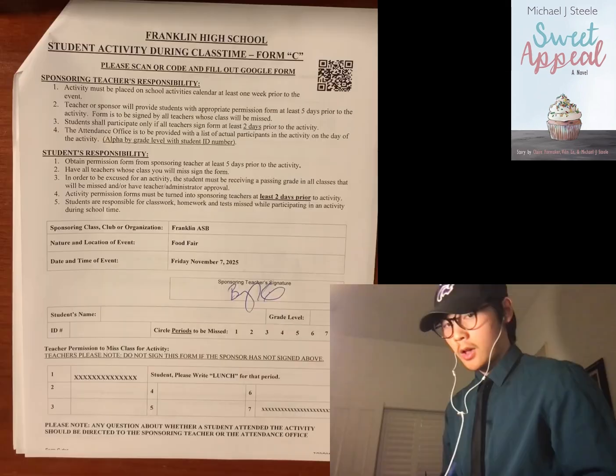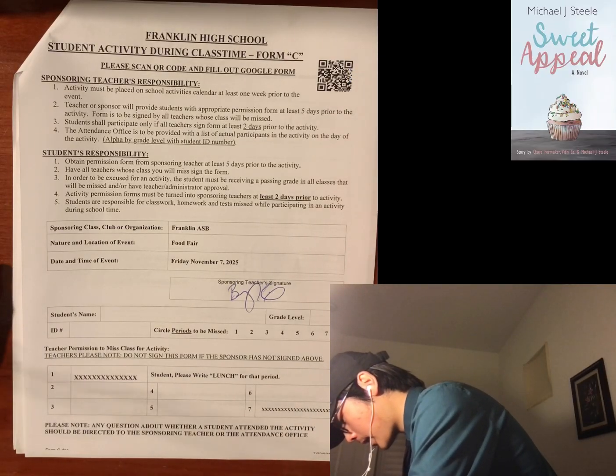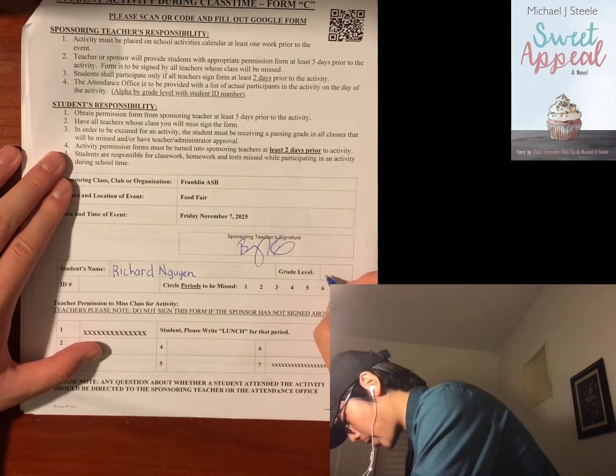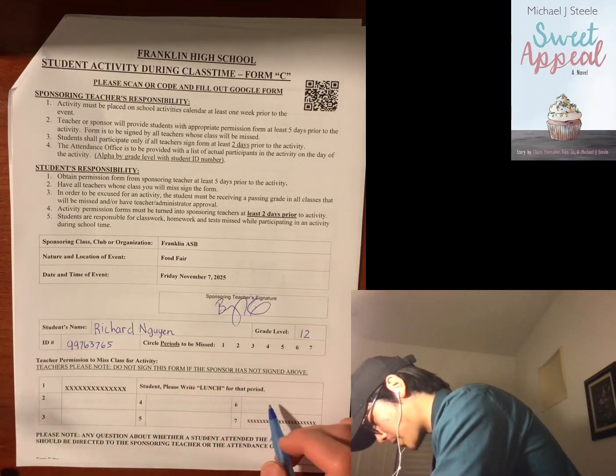Okay, now let's go over how to complete the Form C. First, you're going to scan this QR code and then fill out the Google form that it takes you to. And then you're going to write your name. And then you're going to write your grade level. And then you're going to write your student ID. And then for this bottom part, you're going to fill it out based on whatever your schedule is.